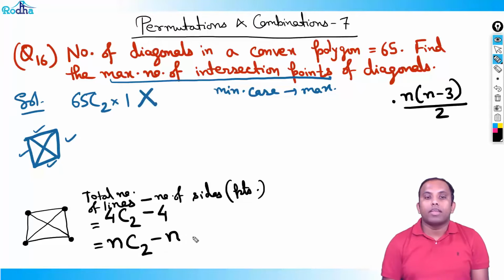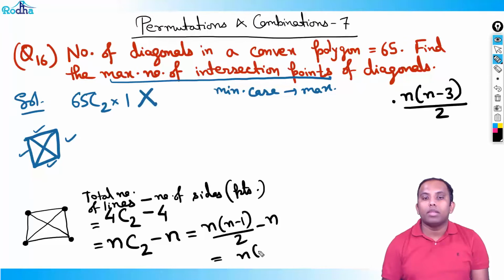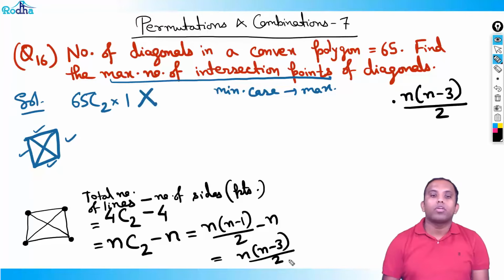So n points, so n sides, right? So nC2 minus n. When you solve nC2 minus n, that is n into (n minus 1) by 2 minus n, you'll get the value n into (n minus 3) by 2. Okay. So the number of diagonals in any polygon is given by n into (n minus 3) by 2.